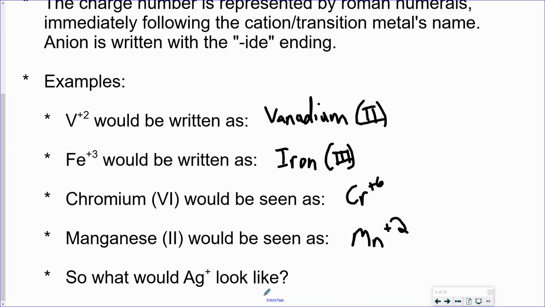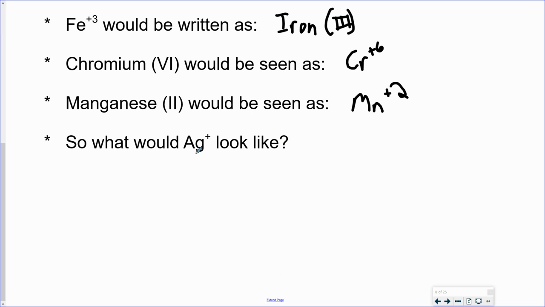So, having seen this, what I would like you to do then is tell me what I would put here. 3, 2, and 1. So, a lot of you will probably put silver and then put a 1 in parentheses, but it's just silver. And the reasoning behind that is silver is one of the few transitional metals that only has one charge. If it only has one charge, you don't have to tell me what charge it is.